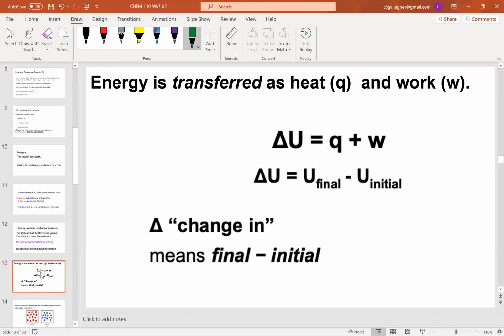And if we think about our changing internal energy, a change is always going to be final minus initial. So if we're thinking about a change in energy, it's our final energy minus our initial energy.